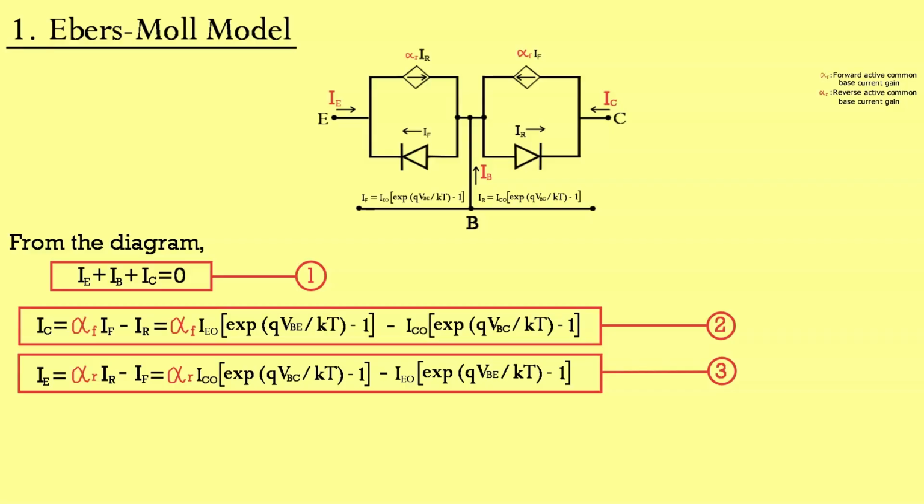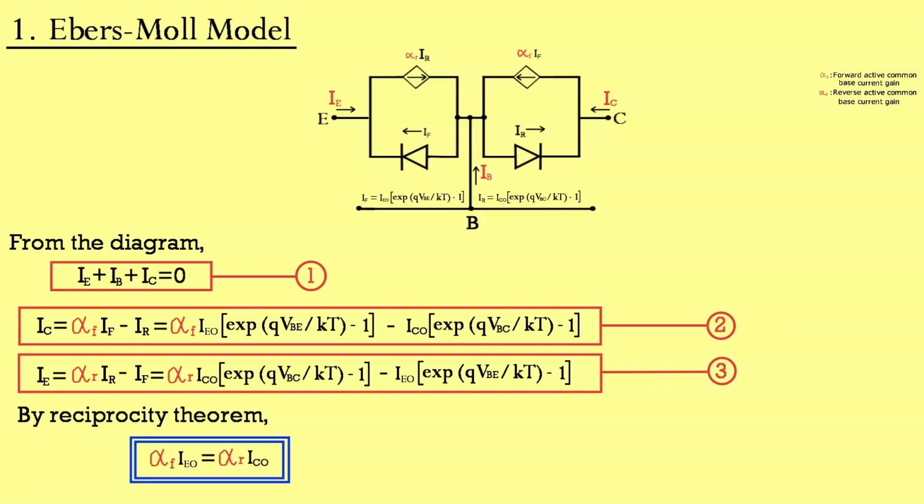It would be very complicated to derive the whole expression, but by using the reciprocity theorem, we find that the forward active mode common base current gain multiplied by the reverse saturation current of the emitter-base diode is equal to the reverse active mode common base current gain times the reverse saturation current of the collector-base diode. In the previous lecture, we approximated the two reverse saturation currents to be equal for finding the standard equation of emitter current. But here we get the exact relation between the two reverse saturation currents. It is quite common in this subject that we have to change our approach to get the desired formulas.